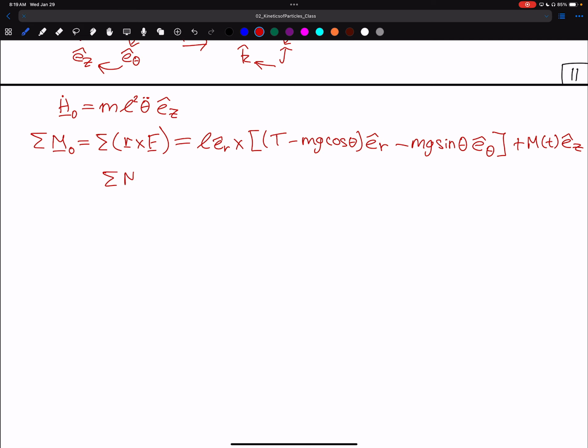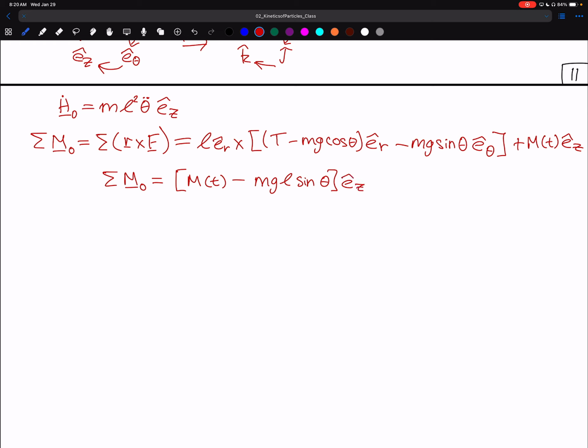So the sum of the moments about our origin are going to be equal to, well, e hat r crossed with e hat r is 0. So we'll skip the entire first term, meaning we don't need to worry about the tension when we're dealing with this problem. We'll then go e hat r cross e hat theta. That will give us a positive e hat z. So we're going to get here m of t minus mgL cosine theta. Oh, whoops, not cosine theta. That should be sine theta. All of that in the e hat z direction.